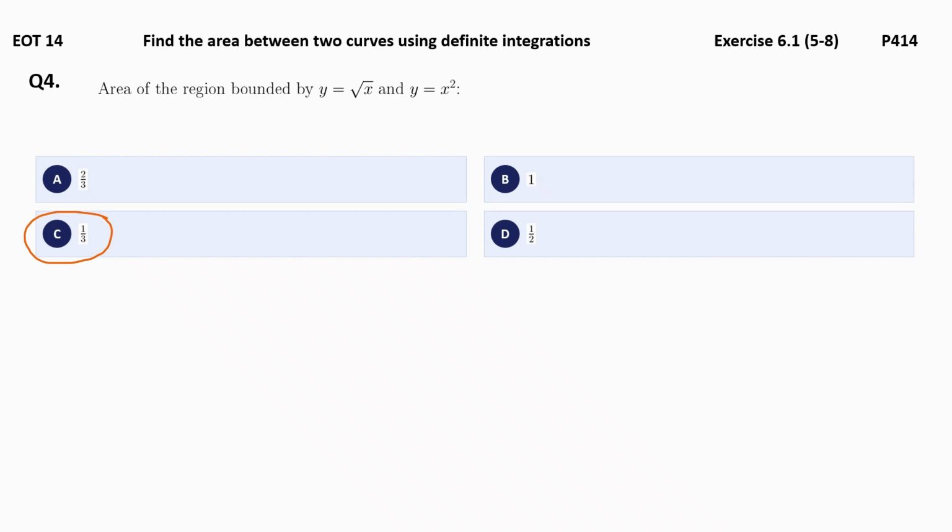Please try out this question. When you equate the expressions root x and x square, you will get the value x is equal to 0 and x is equal to 1. When you enter in the calculator for finding the integral from 0 to 1, root x minus x square dx, you will get your value as 1/3. That is option C.